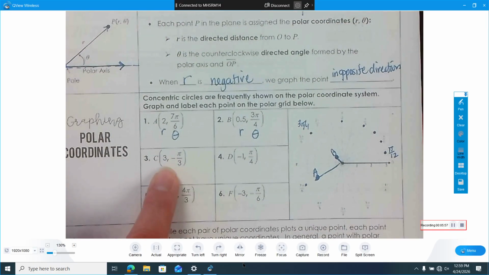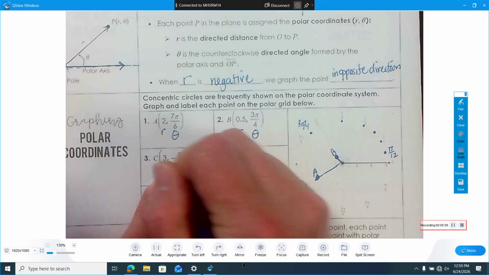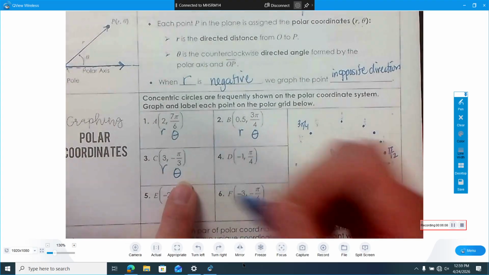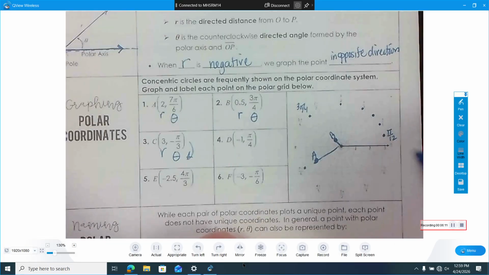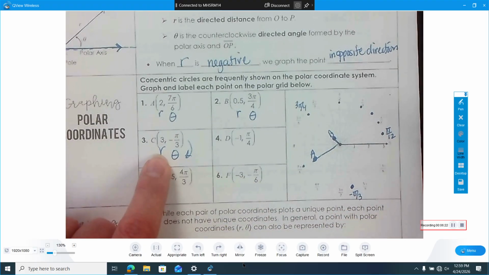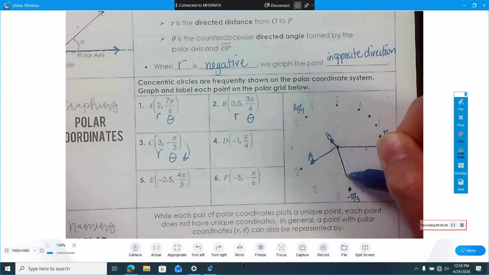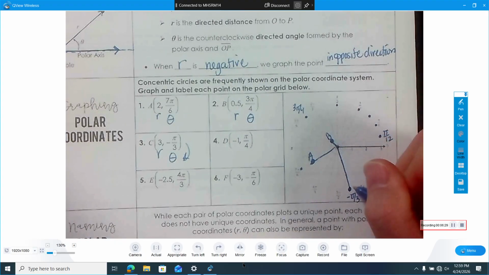All right, so here we have our radius of 3 and our angle of negative pi over 3. So what do we do when our angle is negative? Yeah, we go clockwise. So now it's opening downward. Where is negative pi over 3? Yeah, it's right here. So that's negative pi over 3. And we want to go 3 radius lengths towards it. So that is 1 hole, 2 holes, 3 holes. There it is. So there's point C.